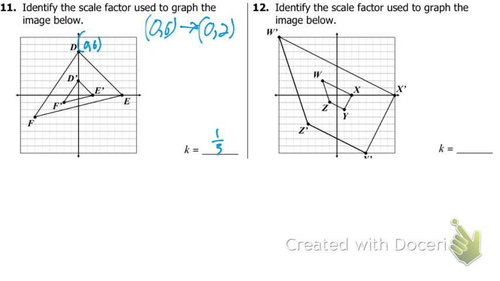I want you guys to try number 12. Great question. If we're going from the original to the new, we have to get smaller, so it should be less than 1. But if this one was the original and this one was the prime, then it would be 3. You want us to try 12?